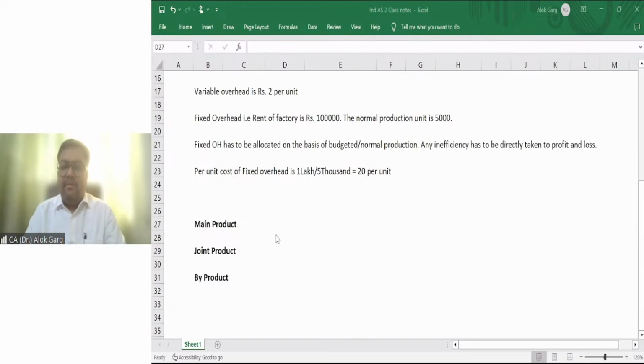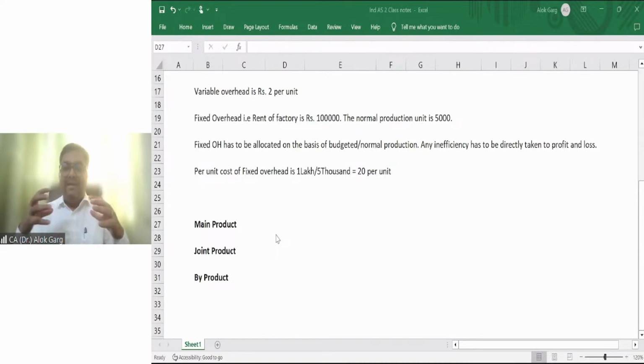Friends, Indian Oil Corporation Limited, IOCL, let's say. It's an oil company. They are extracting the oil well. They are digging the oil well to get the petrol, to get the petroleum product, petrol. So what is the main product?